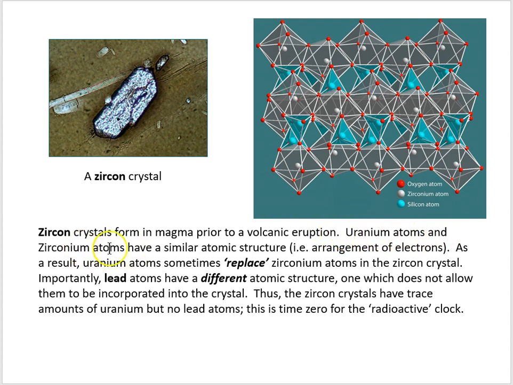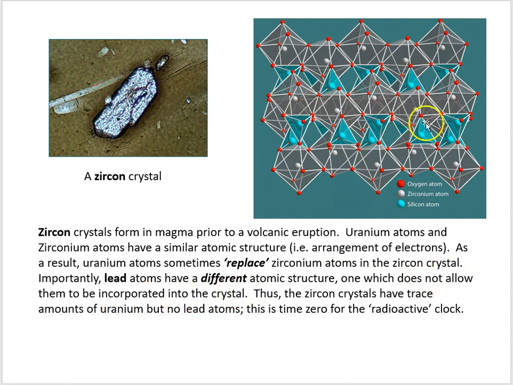Uranium atoms and zirconium atoms have a similar atomic structure. They have a similar arrangement of electrons, for example. And as a result, uranium atoms sometimes replace the zirconium atoms in the zircon crystal. So wherever you see a zirconium atom here, the gray ones, sometimes a uranium atom can replace a zirconium atom and take up position in this lattice work of atoms bonded together. Importantly, lead atoms have a different atomic structure, one which does not allow them to be incorporated into the crystal.